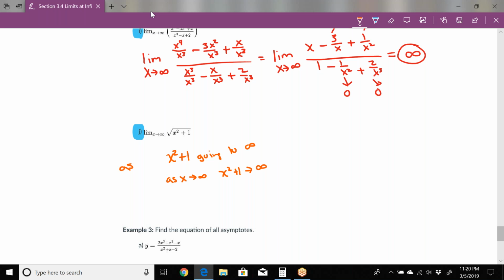And we're taking the square root of that. Now, if you take the square root of 3 and then the square root of 4, it's bigger. So the square roots will also continue to keep getting bigger and bigger. It doesn't look like they're growing as fast because you're taking a square root, but they are continually, forever getting larger. So this one also goes to positive infinity.